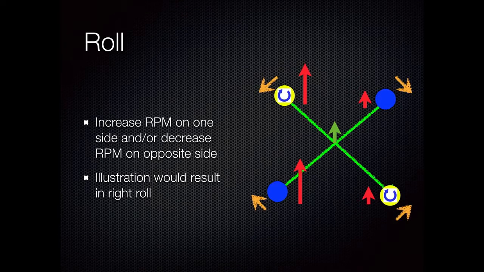Now, you have to remember that since it's a quad rotor, even though the nose is still pointing in the direction of the green arrow, as it rolls to the right, this quad rotor is going to move to the right as well. Just the opposite of this illustration would give you a roll to the left.